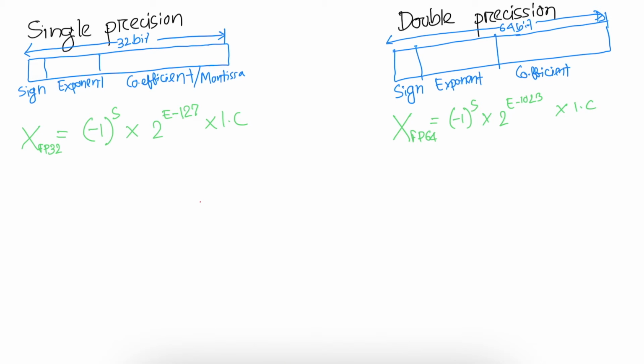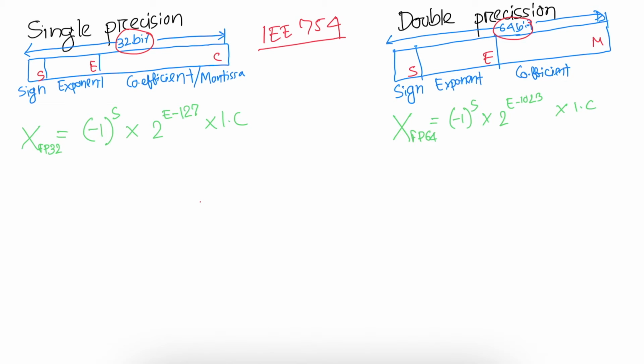As I said, our standard is IEEE 754 for the floating point number. According to the standard, we have two types of representation. One is single precision, which is 32-bit, and another is double precision, which is 64-bit. Within each precision, there are three segments. Here you can see the three segments: the sign, the exponent, and the mantissa or coefficient. Here too is sign, exponent, and mantissa.